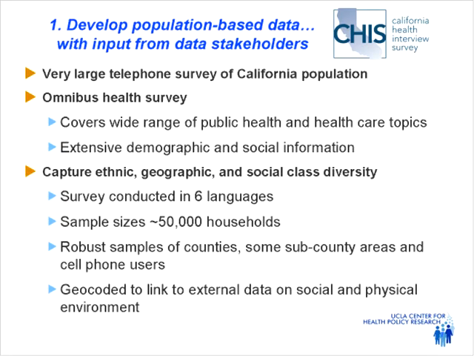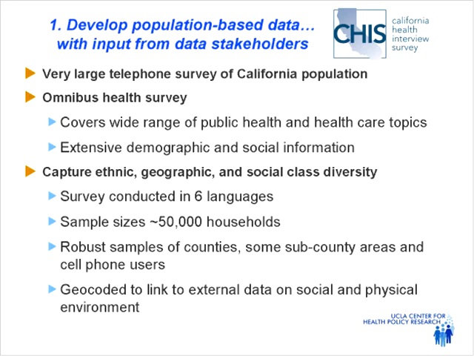The way we collect the data is through, as it says on this slide, a very large telephone survey of the California population. The California Health Interview Survey is actually the largest state health survey in the country. We collect information from around 50,000 households. It does vary from year to year, but it ranges from 45 to 55,000 households. And as I noted before, there can be multiple interviews within that household.